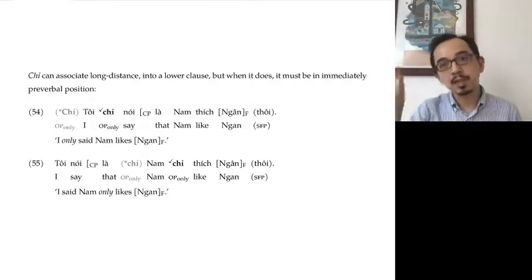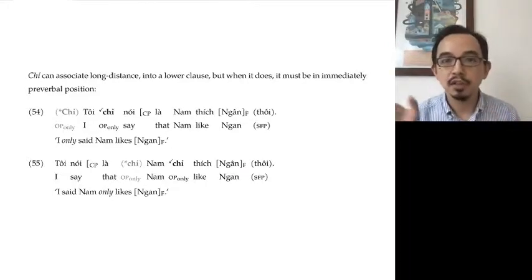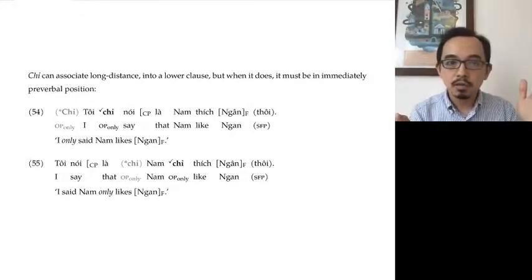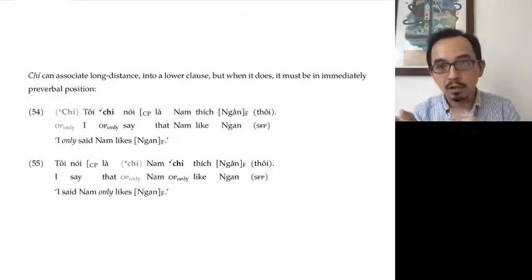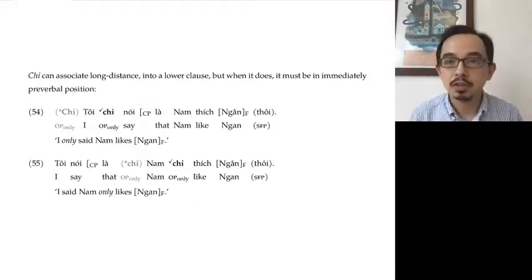I'm going to fix a position of focus on Ngan, and now I want to see, okay, where can we put chi to associate with Ngan? And now it turns out you can put it higher in the higher clause before say, or you can put it lower in the lower clause before like. So now there is apparent surface optionality in those positions. They mean different things. 54 and 55 mean different things, as indicated by their translations as well. We'll come back to that in a moment.